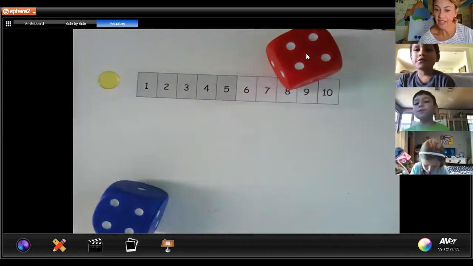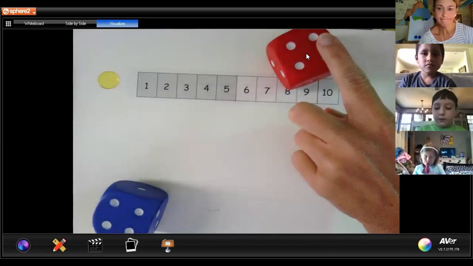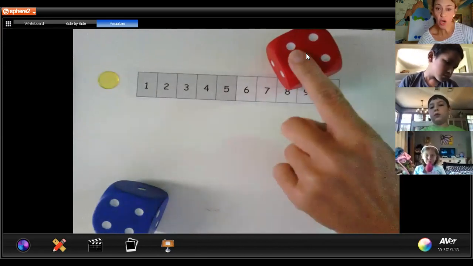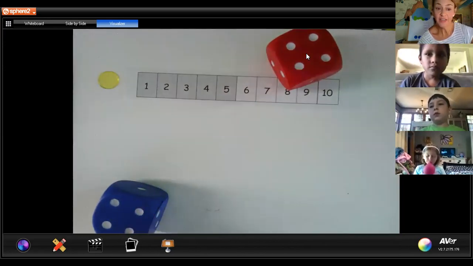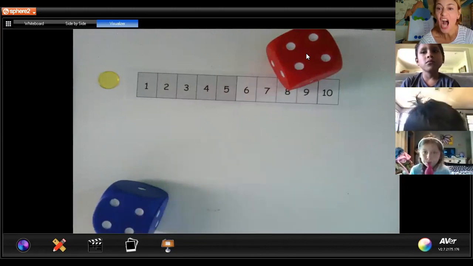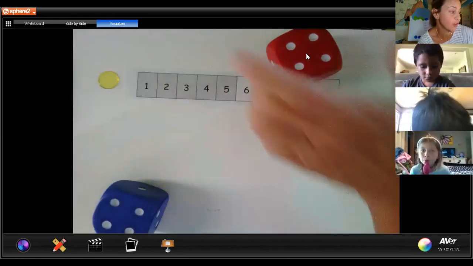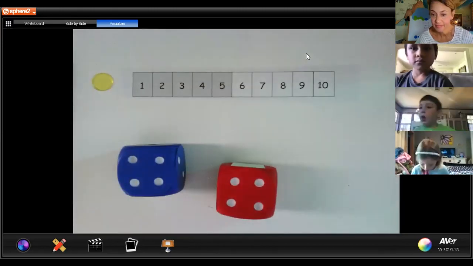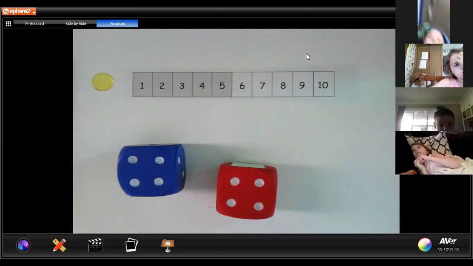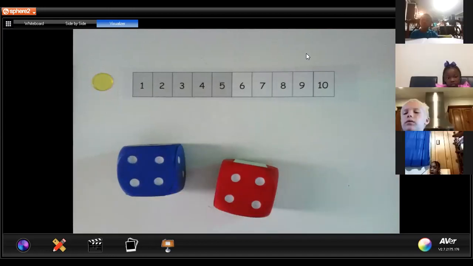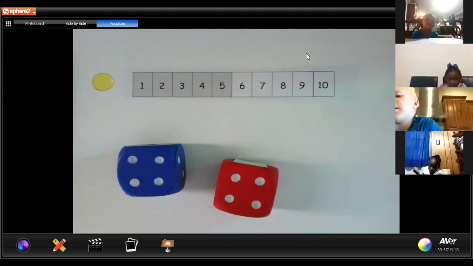Do we have to count that? No. Let's go ahead and count on. 4, 5, 6, 7, 8. How many hops does our poison dart frog need to move? Look at your dots. How many dots? How many hops does our little poison dart frog need to move?